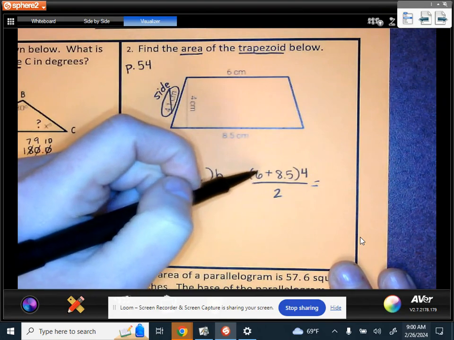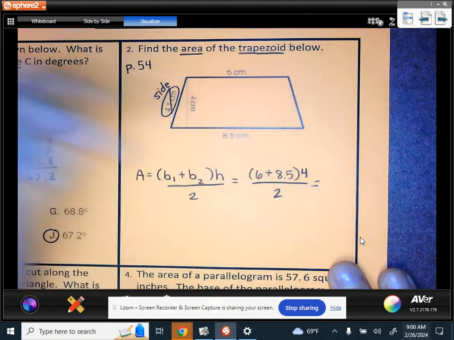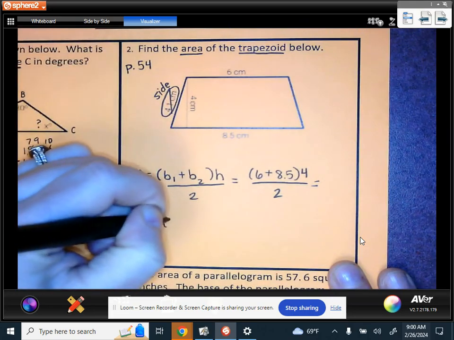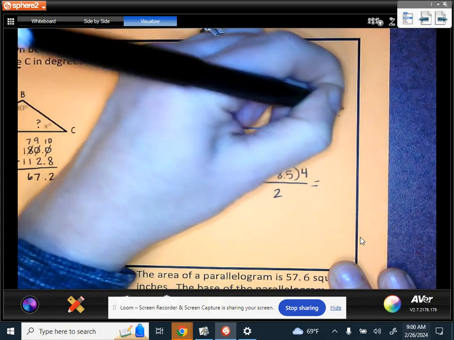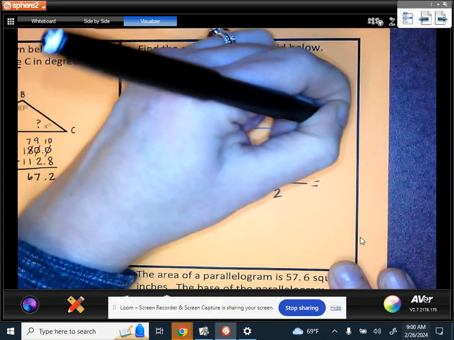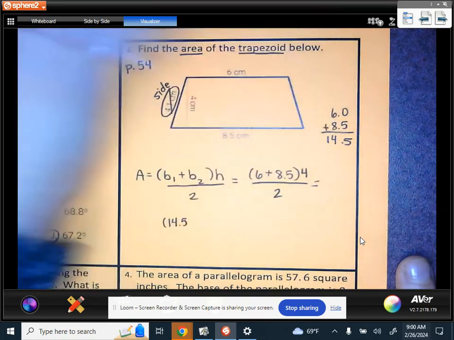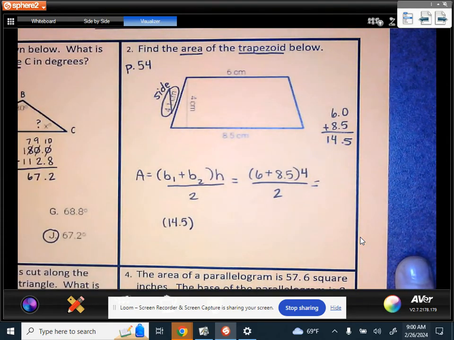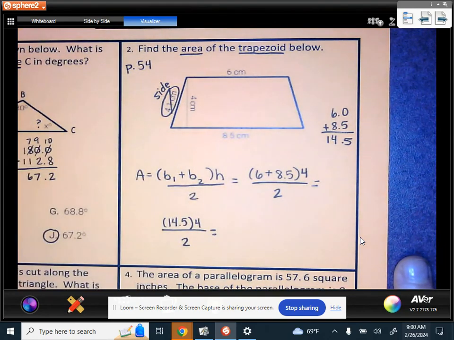Okay, so remember if you can add 6 plus 8, then you can just add the 0.5 on the end. So 6 plus 8 is 14. So that's going to be 14.5. If you need to write it out, just make sure that you make the 6 into 6.0 because you have to line up your decimal points. So again, that's going to give us 14.5. And then we leave our height and then the divided by 2.